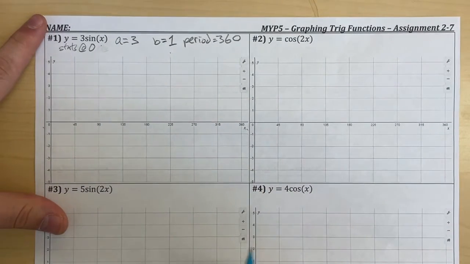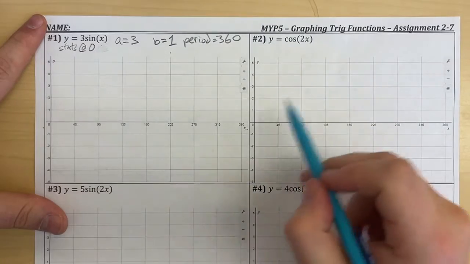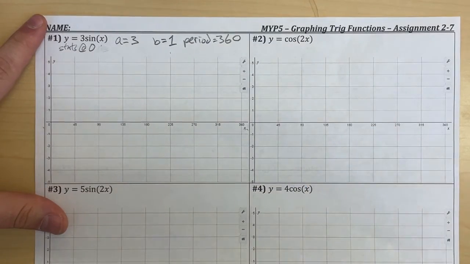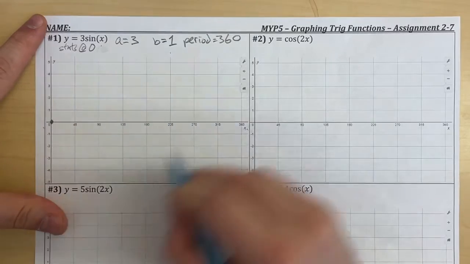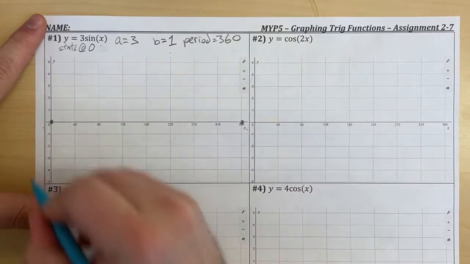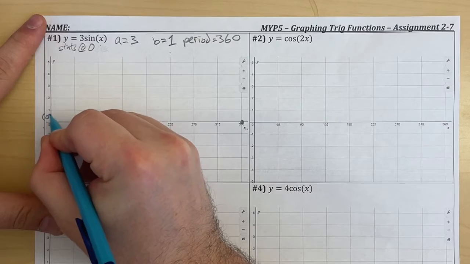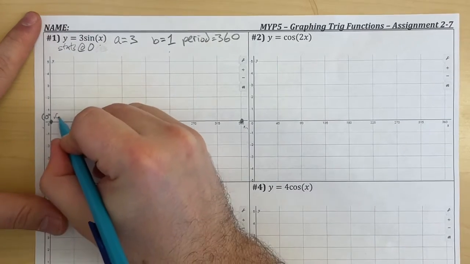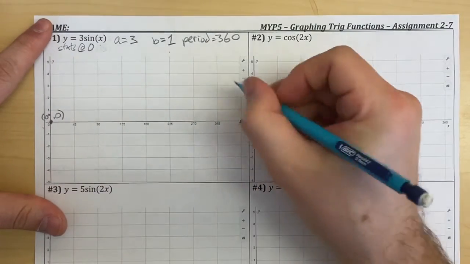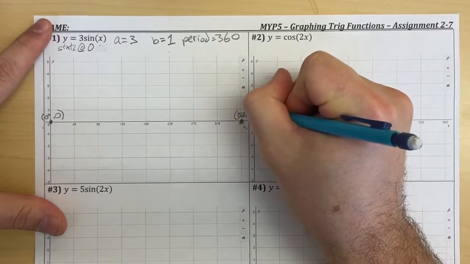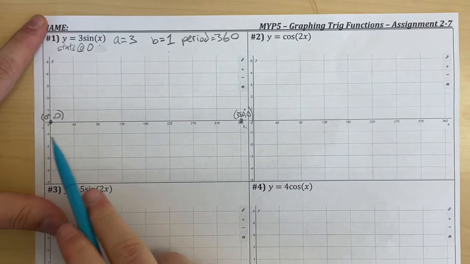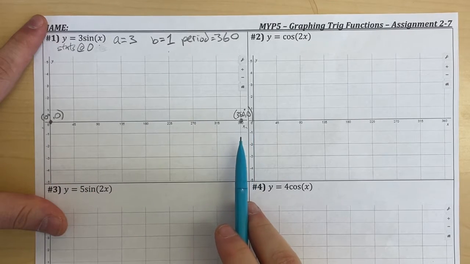And so what are going to be our critical values? Again, if you want to, you can draw that circle on the side, so that way it's a little bit easier. But I'm going to say my start point and end point are going to be the same. So my 0 degrees is going to be y equals 0, and my 360 degrees is going to be y equals 0 as well. And so now what are going to be my 3 other points in between?